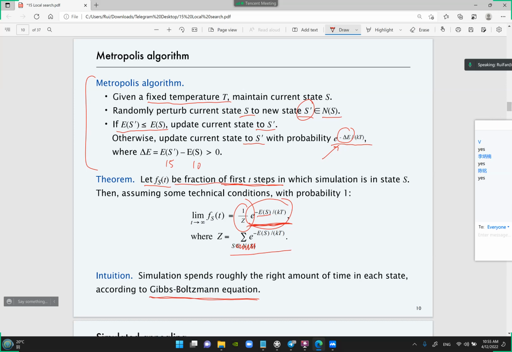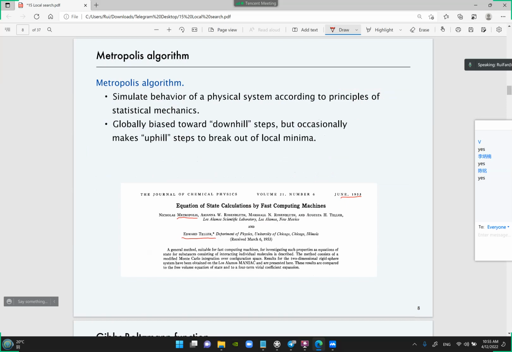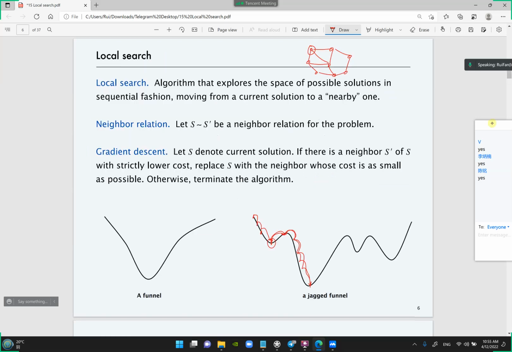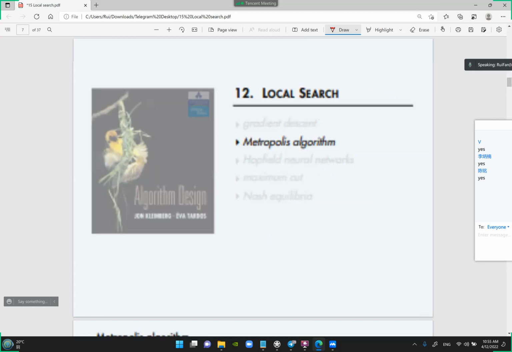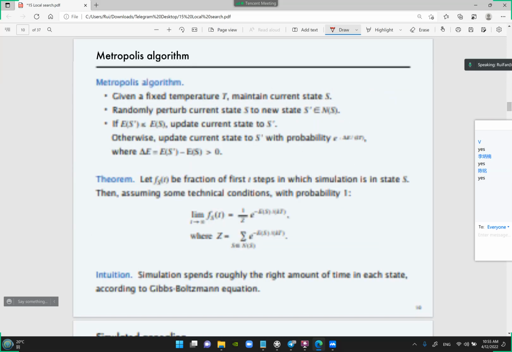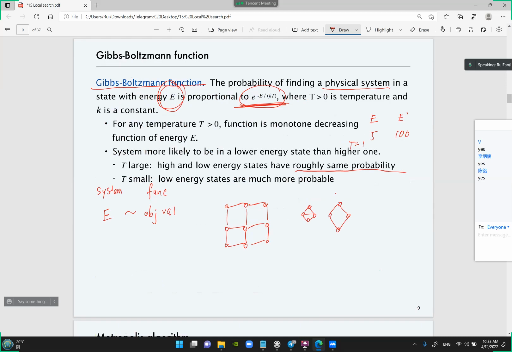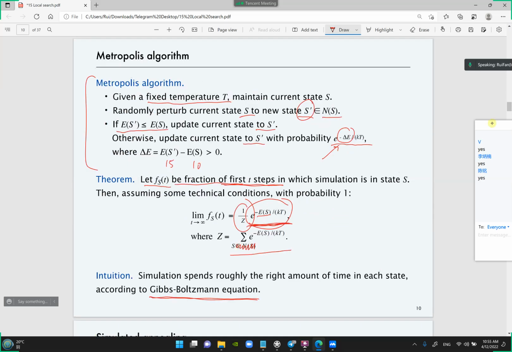And this means that if you run the Metropolis algorithm, then this will eventually have a very high probability of achieving these global optima, because the global optima have the lowest energy states, right? The Metropolis algorithm says that you're going to end up in these low energy states with the highest probability.